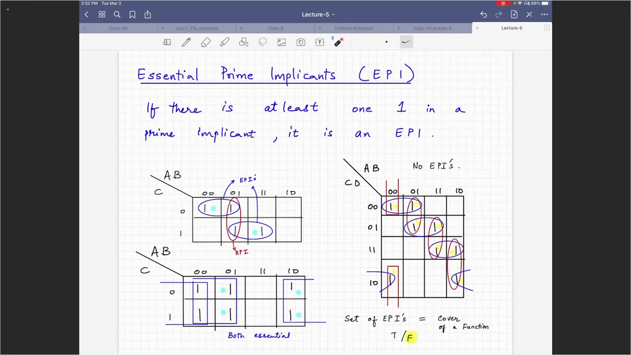Why is this terminology useful? Because when you start looking at glitches and hazards, you can fix a hazard by adding a redundant prime implicant to a function. Because if you don't have that redundant prime implicant added to a function, a static hazard is possible. So it's directly related to hazard elimination. We'll do quite a few examples to see that.